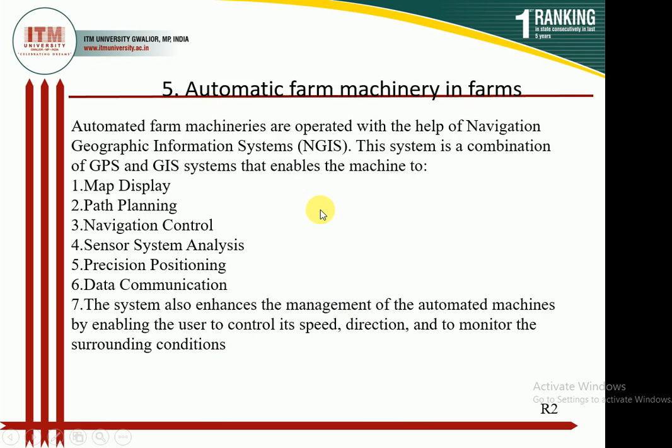Due to the innovation and application of geoinformatics, anything can be made available in digital form because of modern and advanced technologies. So we have a map display system, a navigation system, a sensor based system, and a precise positioning system, because of which we are able to speed up our work, give a particular direction to our work, and analyze and monitor all sorts of work applicable to the fields. So automated farm machinery is possible because of geoinformatics.